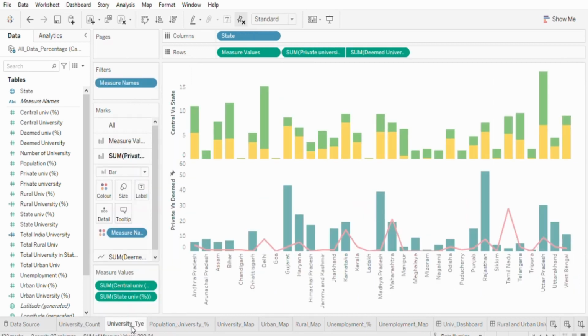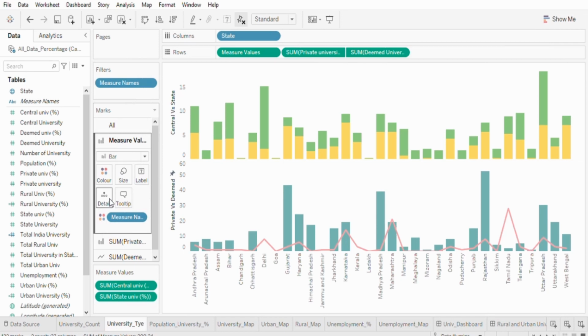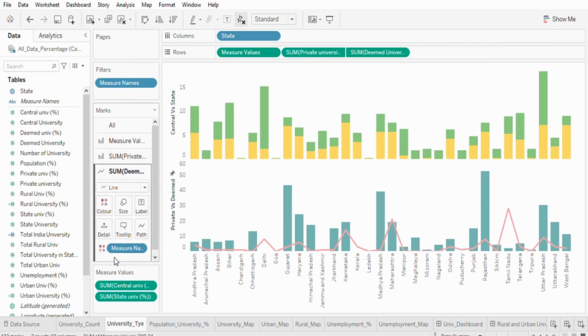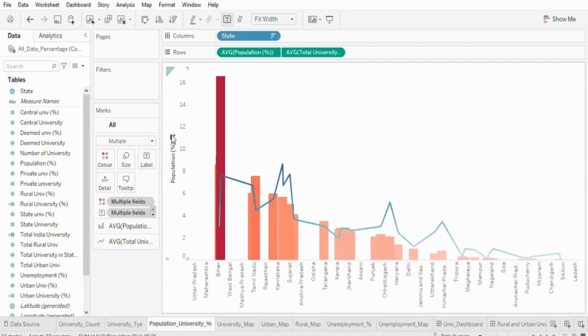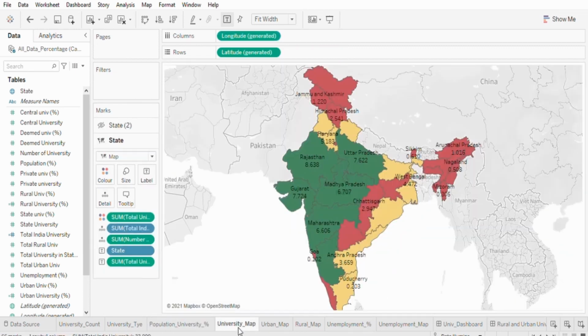In the next visualization, I am comparing various types of university and their distribution among states and union territories. Here you can see a state graph has been drawn for state by Central University. Similarly, we have bar chart and line chart for private and deemed university along with some decoration. In the next visualization, I am comparing the university availability in each state in percentage and each state's population distribution. So here I am drawing a dual axis graph. The next visualization is a map chart representing the university count in each state in percentage.